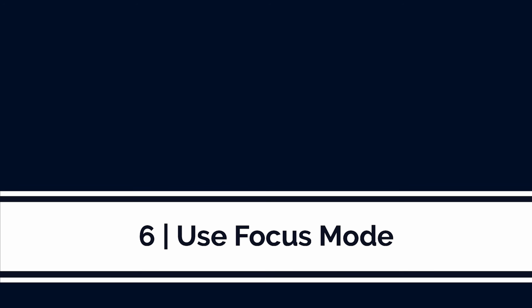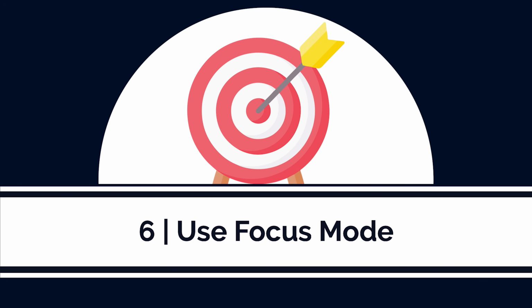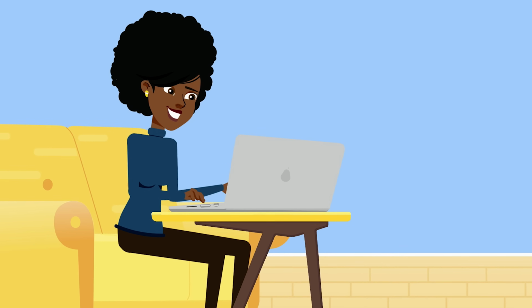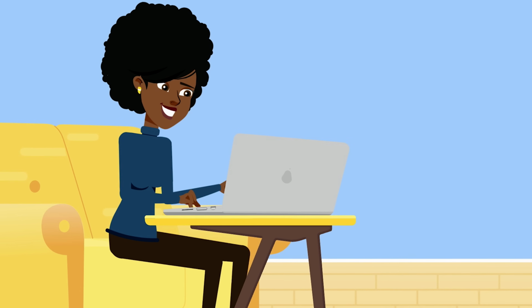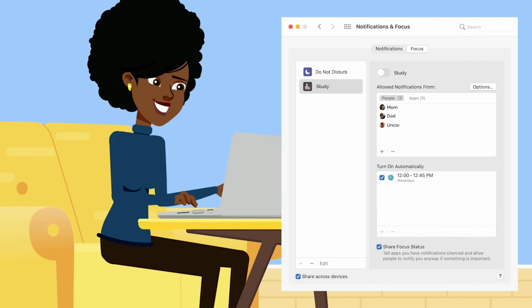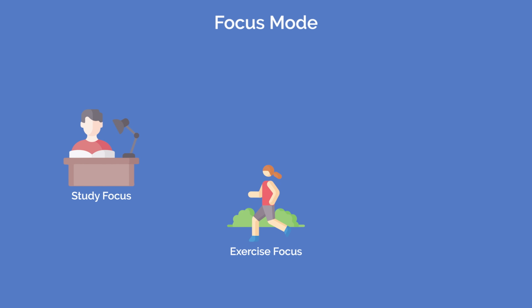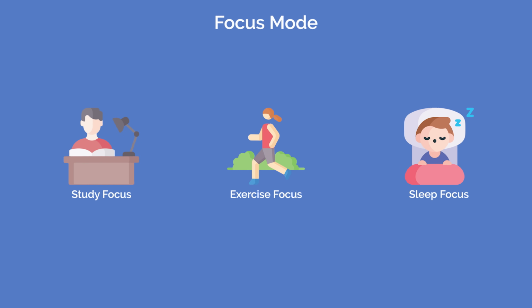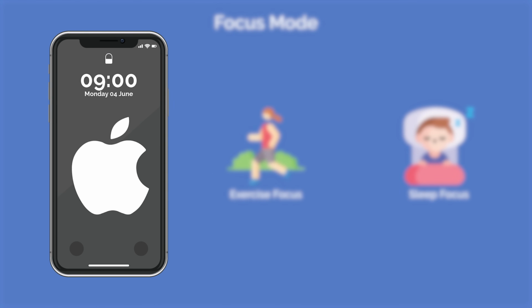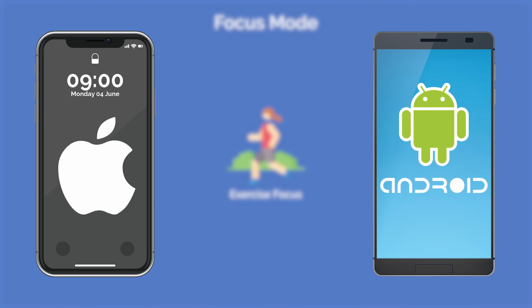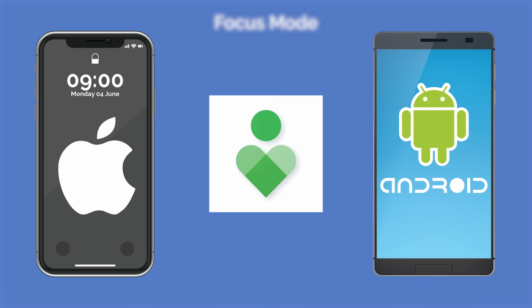Next, use focus modes to create a distraction-free digital workspace. For Mac, Apple has a built-in focus feature that allows you to pause notifications or only allow certain ones to come through. Simply go to the Apple menu, choose System Settings, and click Focus. Focus modes are customizable, so you can create a study focus, exercise focus, or sleep focus, for example. The same feature is available on iPhone. Android has its own version of Focus available in the digital well-being section on your device.